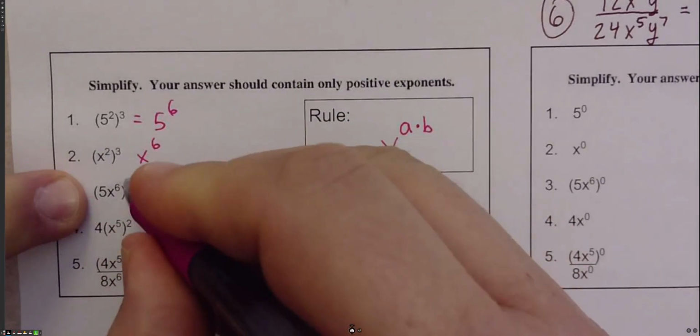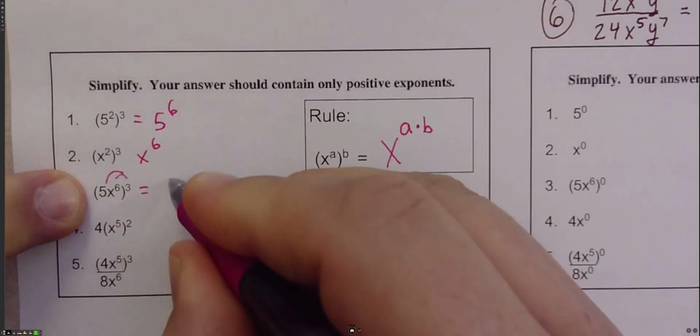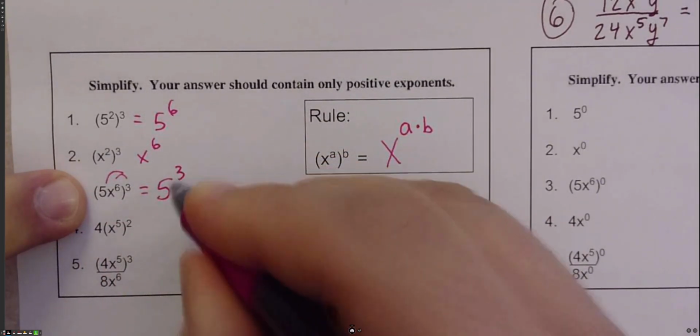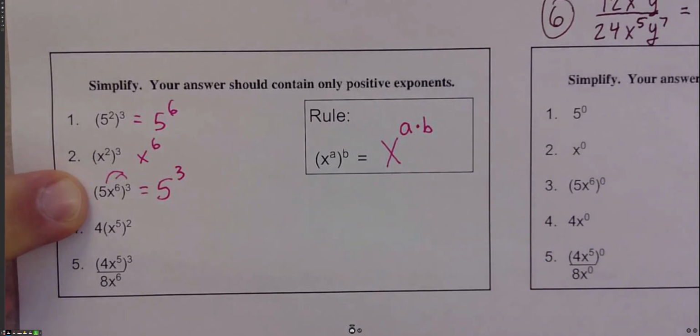So that 3 is going to go to both. So it's going to be 5 to the third, depending on what the question wants. Maybe they want you to multiply that out. Most of the time, we're just going to leave it like that. X to the 6 raised to the third.